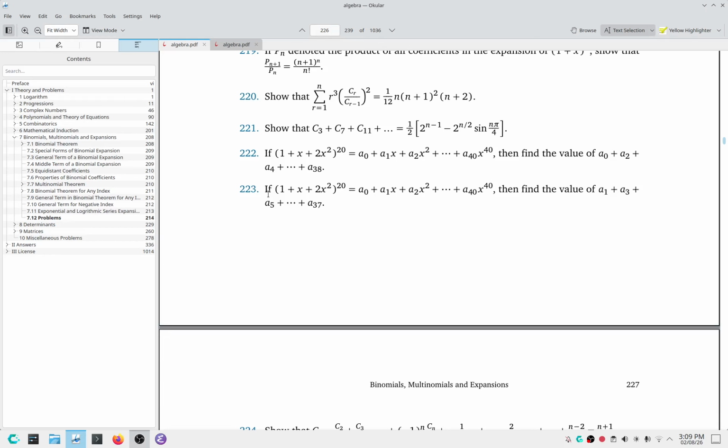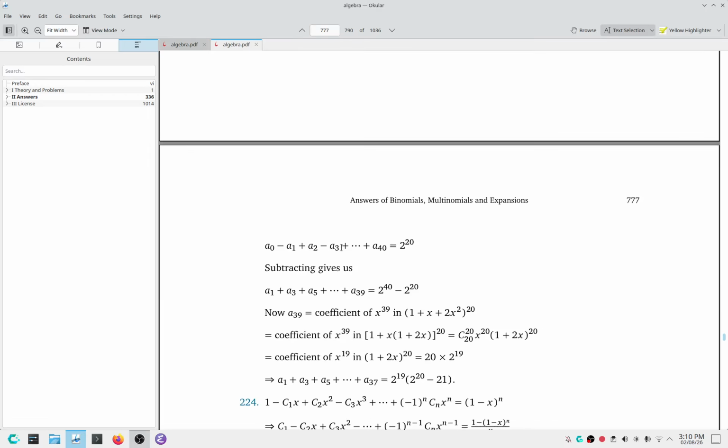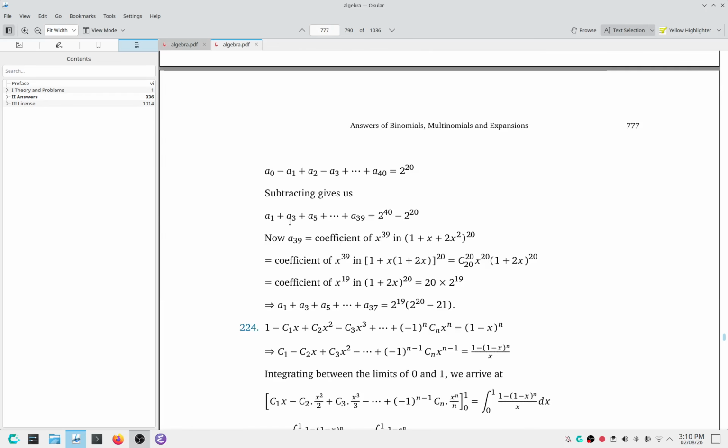Question 223 says that if 1 plus x plus 2x squared to the power 20 is equal to a0 plus a1x plus a2x squared up to a40 x to the power 40, then find the value of a1 plus a3 plus a5 up to a37. So similarly, we put x is equal to 1 and x is equal to minus 1, and then we subtract, we get a1 plus a3 plus a5 up to a39 is equal to 2 to the power 40 minus 2 to the power 20. Now a39 is the coefficient of x to the power 39 in 1 plus x plus 2x squared to the power 20.